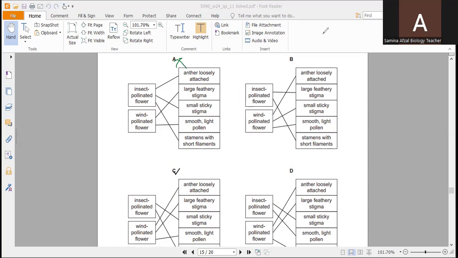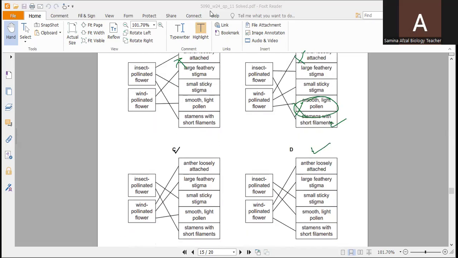What happens? Insect pollinated flowers, large feathery stigma, and the anthers are loosely attached with the wind, and then small sticky stigma. In wind pollinated flowers, it will not. And smooth, light pollen grains, this is correct. Stamens with short filaments, again, it is correct, but this is not correct for this, so it is not a correct option. So we will move towards the next options.